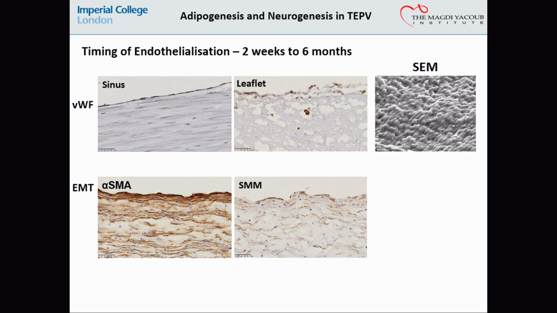The scanning electron microscopy shows the typical cobblestone morphology of the endothelial cells. We also see endothelial to mesenchymal transition of the endothelial cells, whereby the endothelial cells also express alpha SMA and smooth muscle myosin.